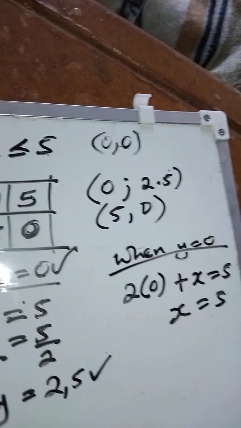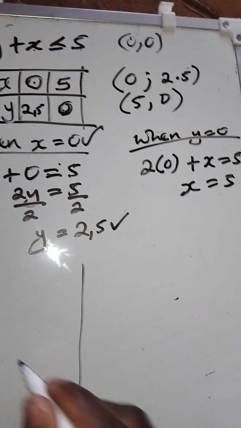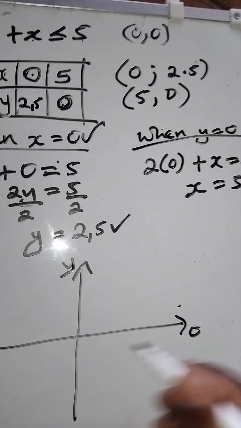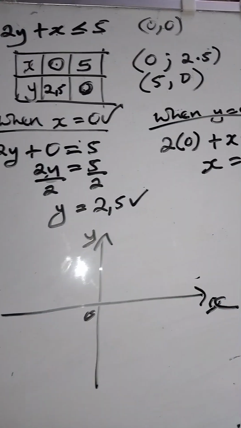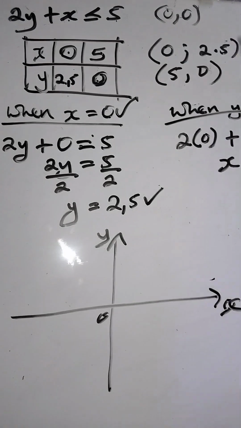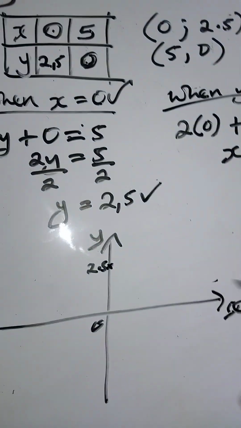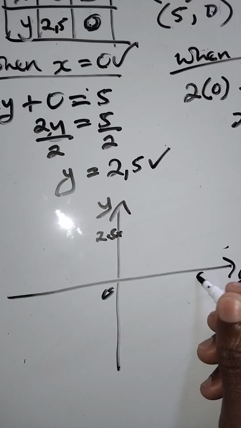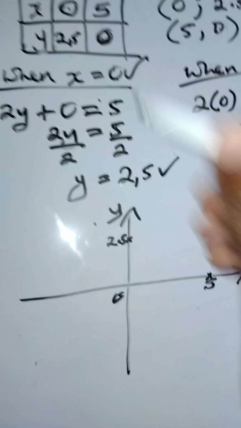Right, let us plot this graph. We have (0, 2.5) on the y axis, then (5, 0) on the x axis. The line is less than or equal to, so it is solid.